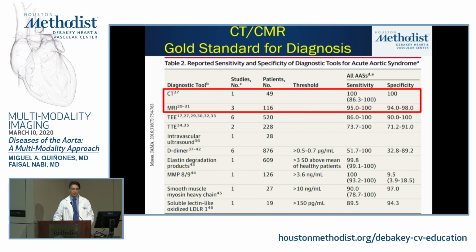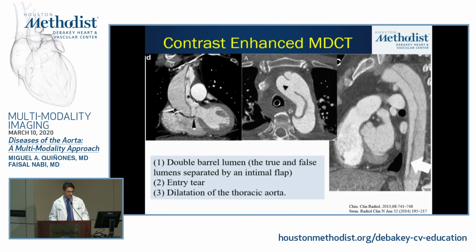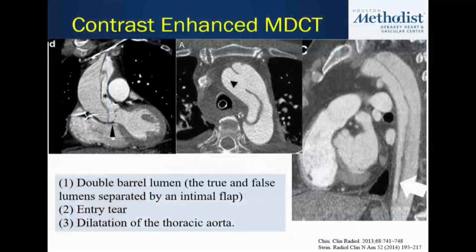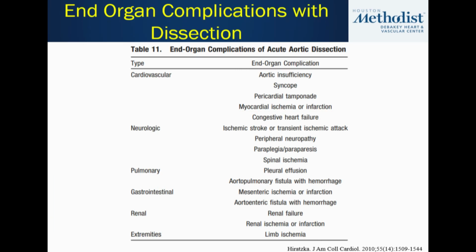You can use CT and MRI, which have outstanding diagnostic accuracy for making the diagnosis. Here are common examples of what it looks like by CT and MRI. You'll appreciate a double-barreled lumen. You'll usually find an entry and exit site tear, and more than likely the aorta will be dilated.